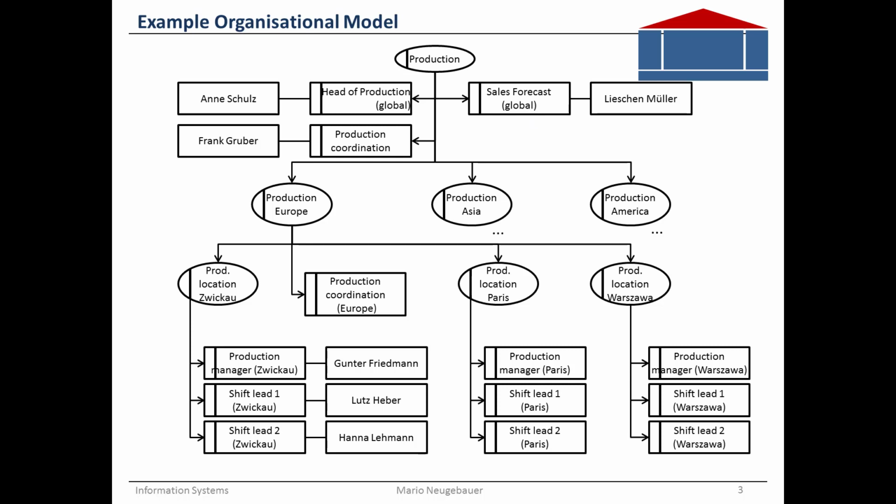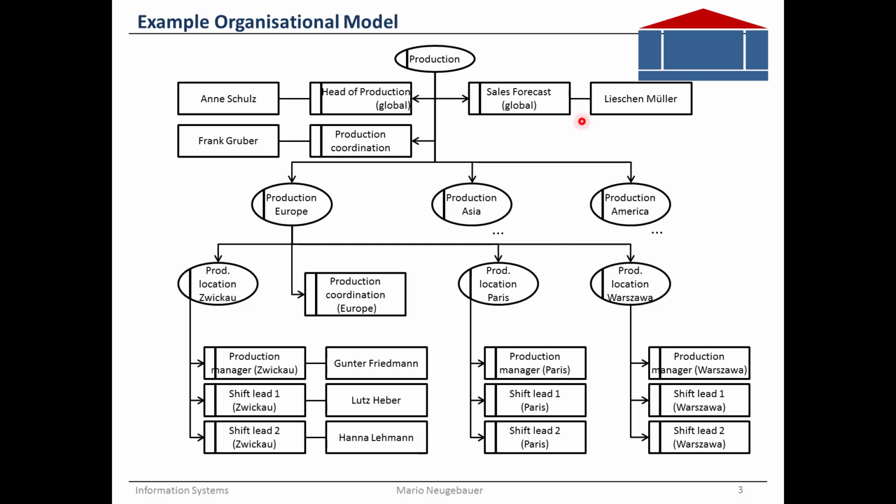And then in parallel, we have a sales forecast position. Why is the global sales forecast important? Because you would align your production capacities, align your production forecast also with your sales forecast. So you would produce the amount of products which you expect to sell in the quarter or in the next year. And again, for the sales forecast, we have a concrete person. We have Lieschen Müller, who is responsible for the sales forecast.